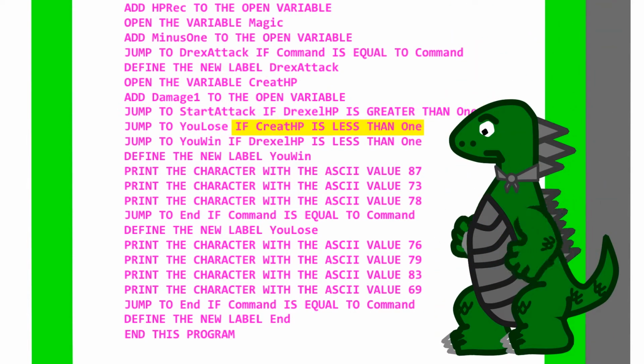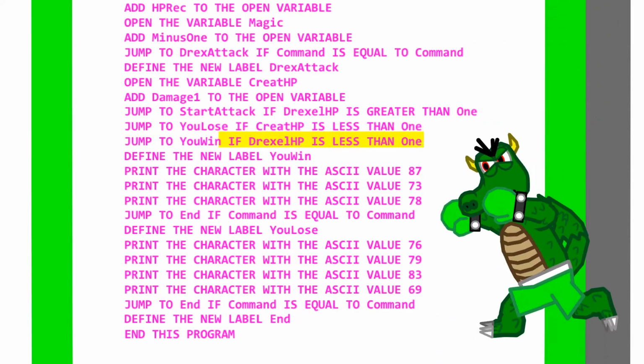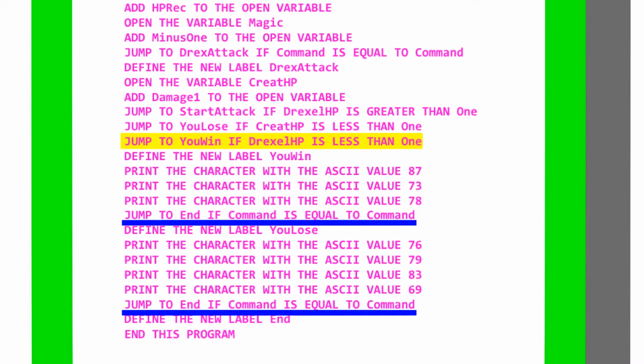Otherwise, if Creaturey has less than 1 HP, it jumps to the lose label. Lastly, if Drexel has less than 1 HP, it jumps to a you win label. After both you lose and you win, it jumps to end, which ends the program.